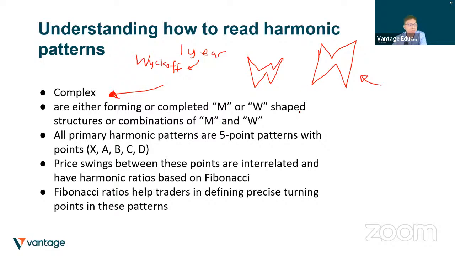Okay, moving on. These patterns are either forming or completed M or W shaped structures, or combinations of M and W. All primary harmonic patterns are 5-point patterns with points X, A, B, C, and D. There's an XABCD tool on TradingView. You can start to draw it out. Later I'll show it. The price swings between these points are interrelated and have harmonic ratios based on Fibonacci. Fibonacci ratios help traders define precise turning points in these patterns.